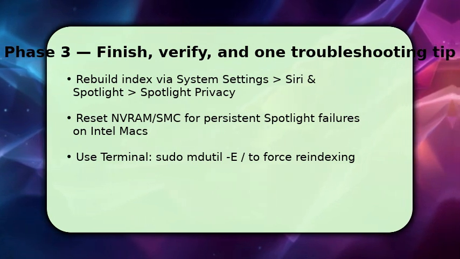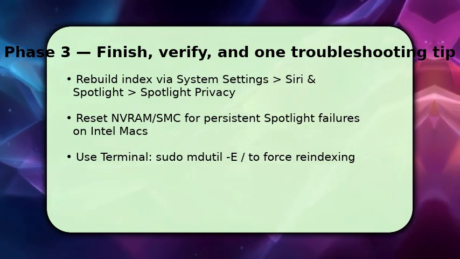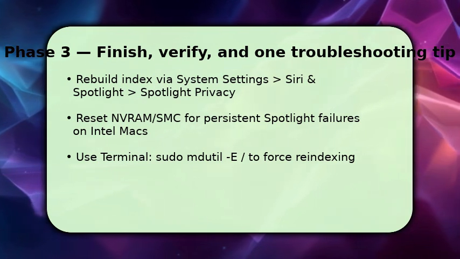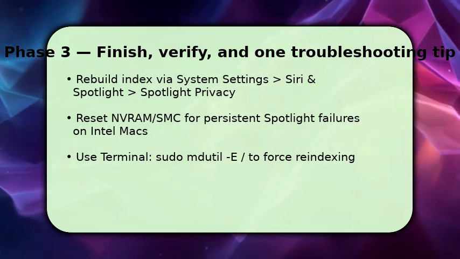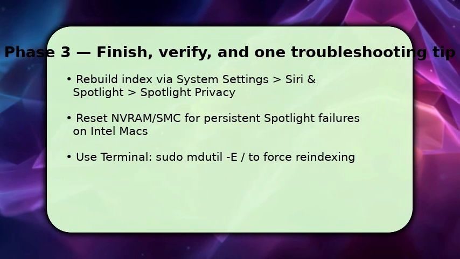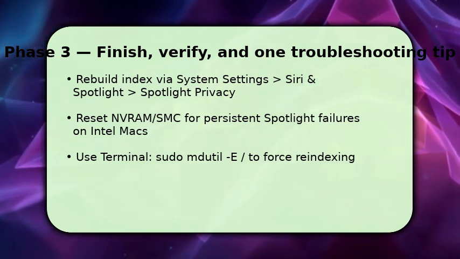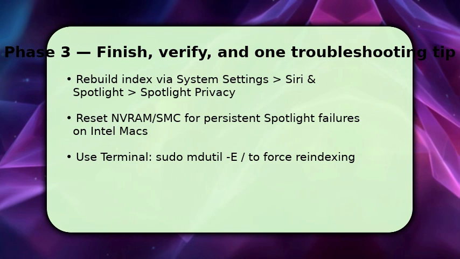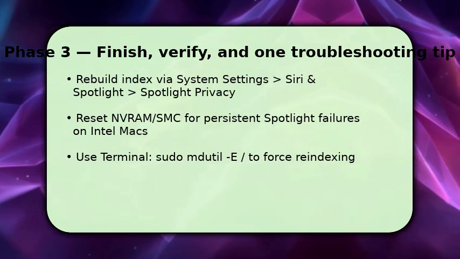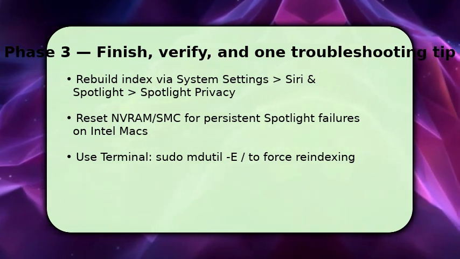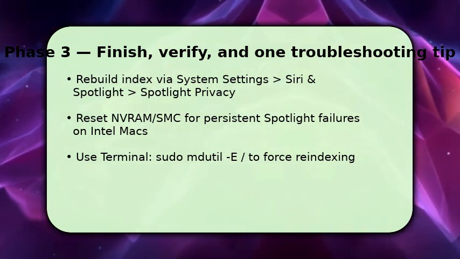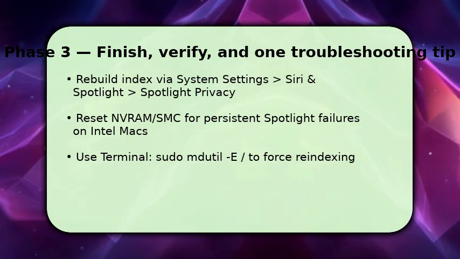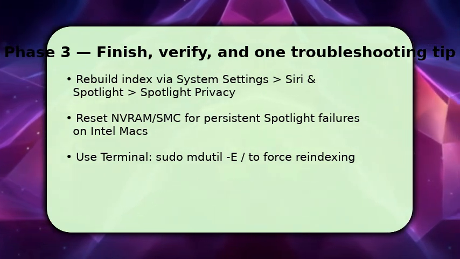Open System Settings, go to Siri and Spotlight, then add your disk in Spotlight Privacy and remove it to trigger reindexing. If problems persist on Intel Macs, reset NVRAM or SMC as a deeper fix. For power users, run sudo mdutil -E / in Terminal to force an immediate reindex. You'll need admin rights. These actions restore search reliability, so Spotlight works predictably again.